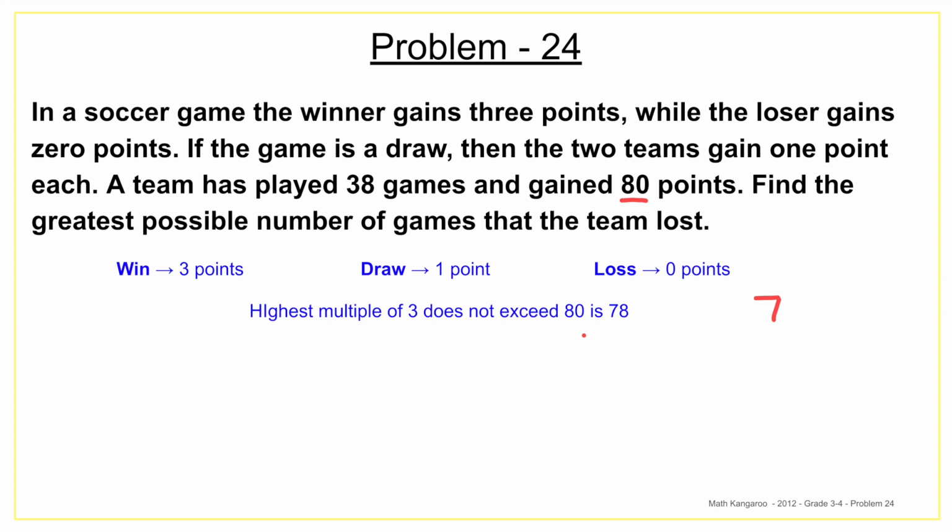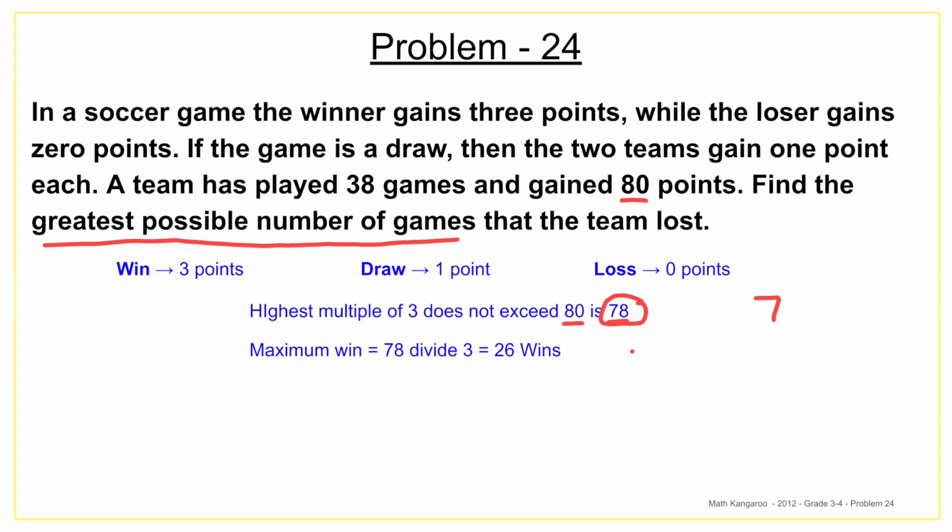This means that we have 78 points from wins out of the 80. The question says the greatest possible number of games lost. So we will go with the maximum wins, 78. Now how many games have they won? So we divide by 3 and we get 26 wins. Now we find the remaining points. So we had 80 points. We have used 78 for winning. So how many left? 80 minus 78 gives us 2 points left.